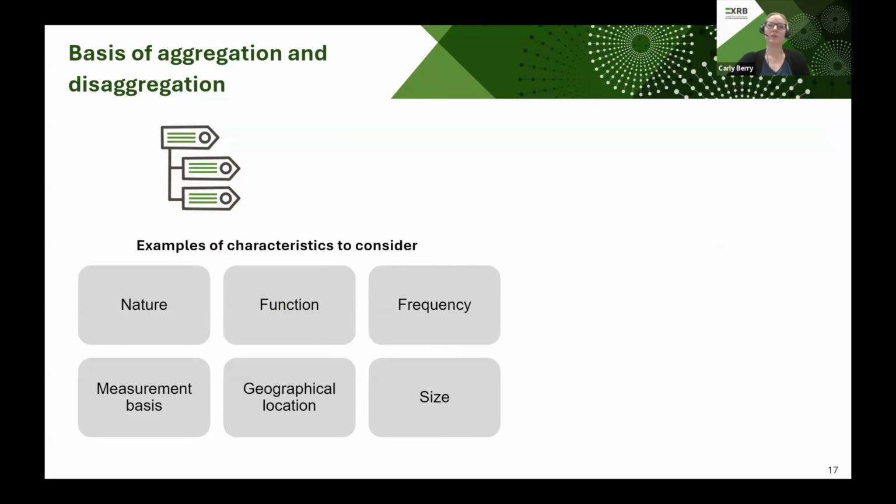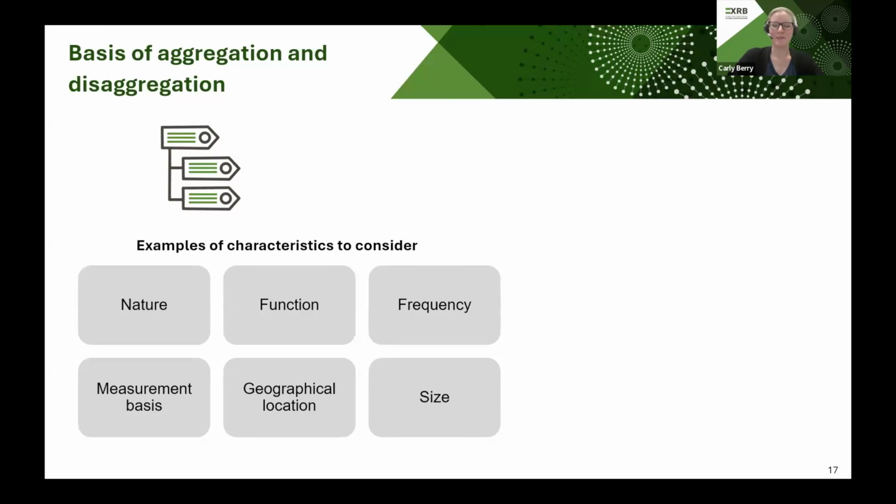Now, the standard provides examples of the characteristics of items that you should consider. And some of these are shown on the slide here, with more of those in the standard itself. So for example, the nature of items, size, function, or geographical location would be characteristics to consider when aggregating and disaggregating items. So the more similar the characteristics of items are, the more likely it is that aggregating them will fulfill the role of the primary financial statements or the role of the notes. And likewise, the more dissimilar the characteristics, the more likely it is that disaggregating items will fulfill those roles.